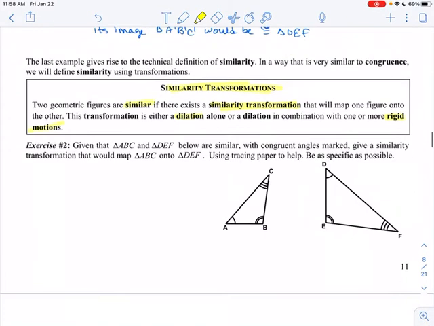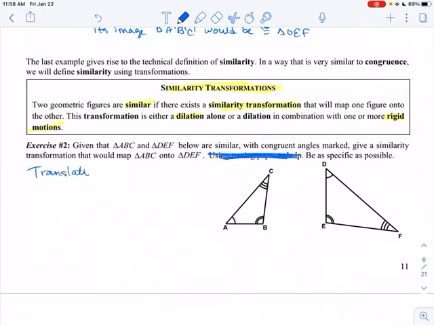So, given triangle ABC and triangle DEF, they are similar to each other, and you can see that the congruent angles, the angles that are corresponding, are matching up to each other. We're not going to use the tracing paper, but we want to be as specific as possible to say what similarity transformation would map ABC onto DEF. So here's what we first have to do. We have to get them so they're touching.